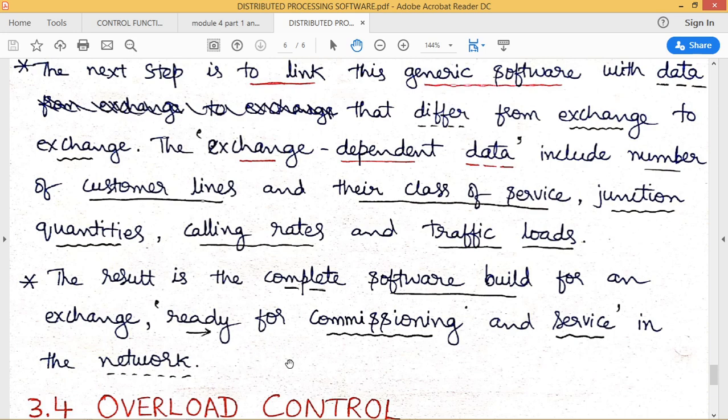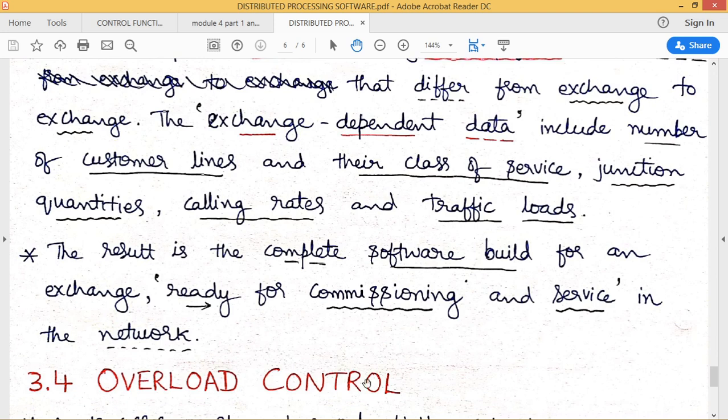So in our next lecture we will deal with overload control.